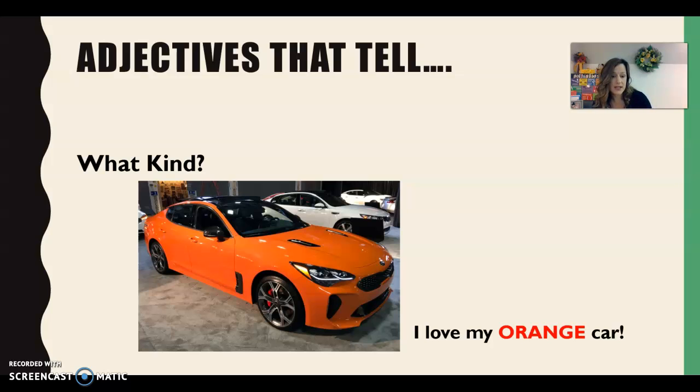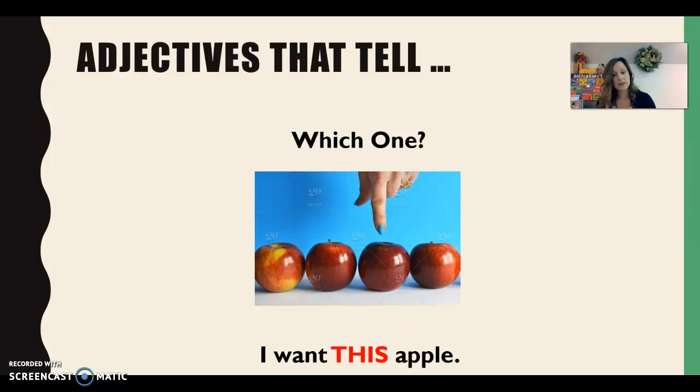Adjectives tell what kind. So here you can see, I love my orange car. Any color word that's describing a noun is an adjective. Which one? I want this apple. So even words like this, which tell which one, is also an adjective. A lot of times we don't think of them as adjectives, words like this and that and those, but they are adjectives as well.